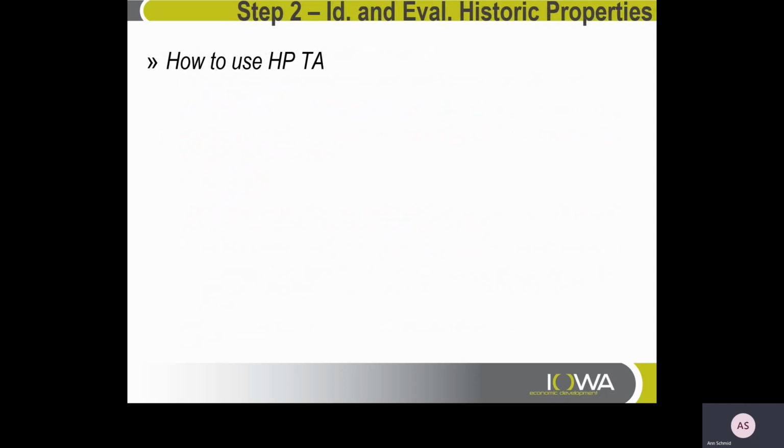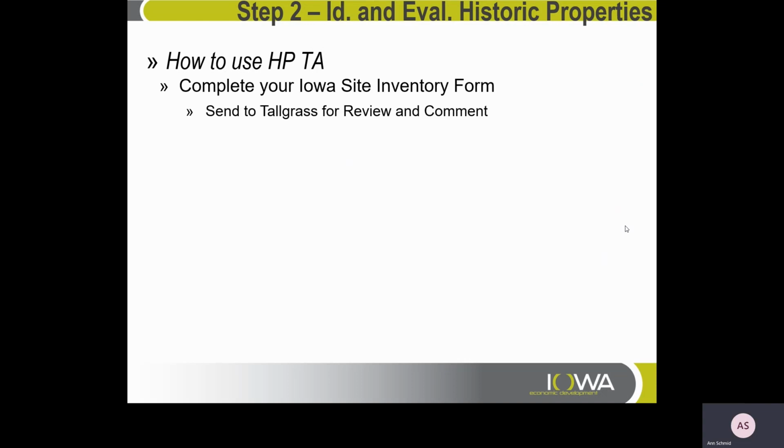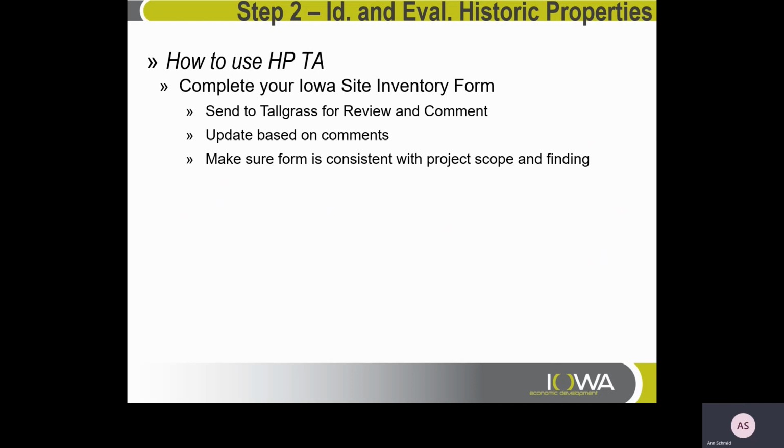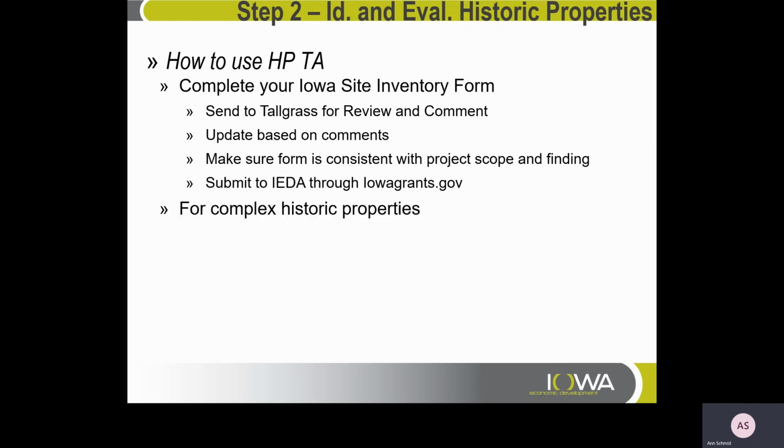So again, using the Historic Preservation Technical Assistance, complete your Iowa Site Inventory form, send it to Tallgrass for review and comment, update based on comments, make sure your form is consistent with your project scope and finding, and then submit through IEDA. We will get into the submittal and consultation process towards the end of this presentation.